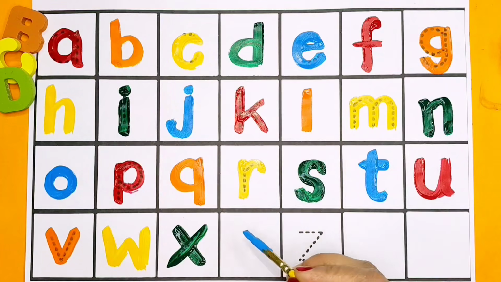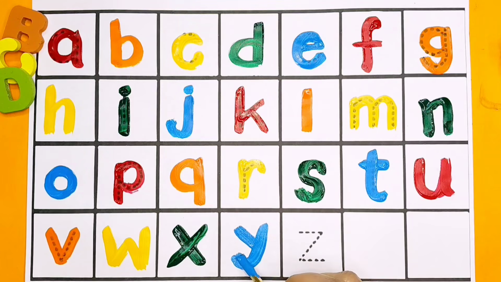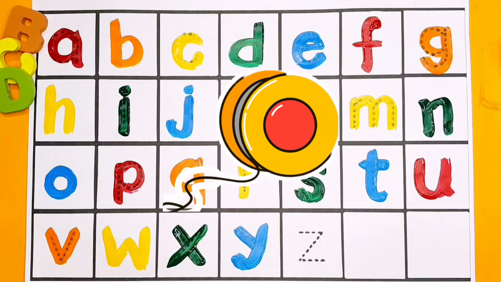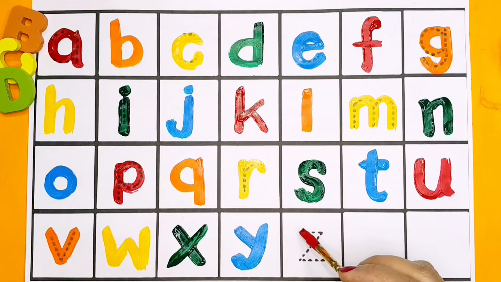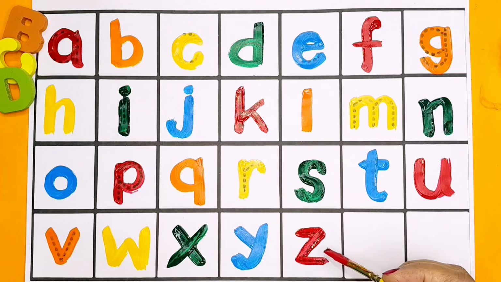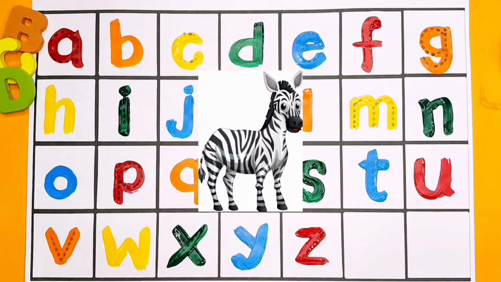Sky blue color. Missing letter Y. Y for yo-yo. Y for yo-yo. Red color. Z. Z for zebra. Z for zebra.